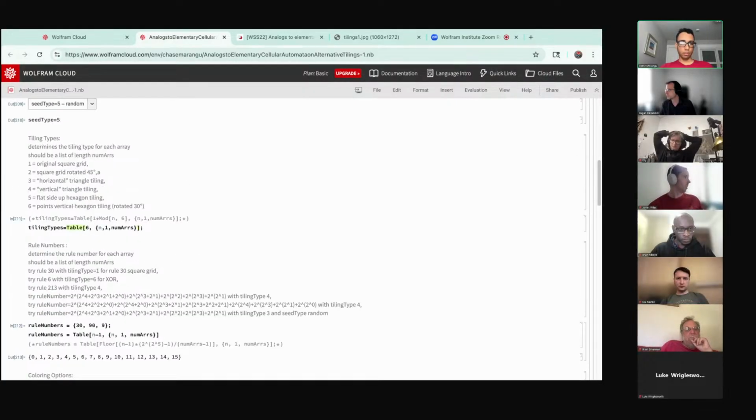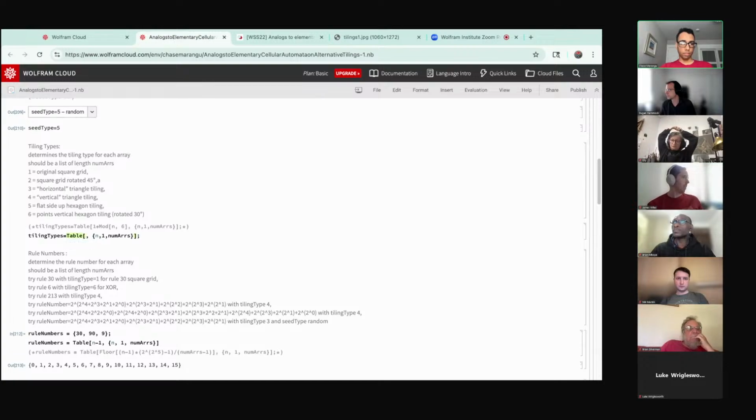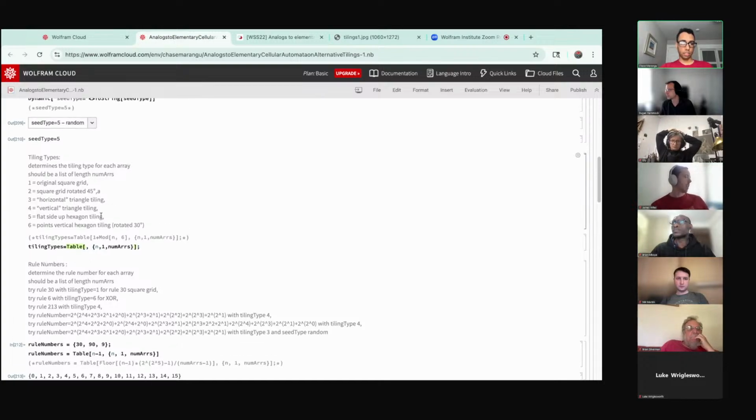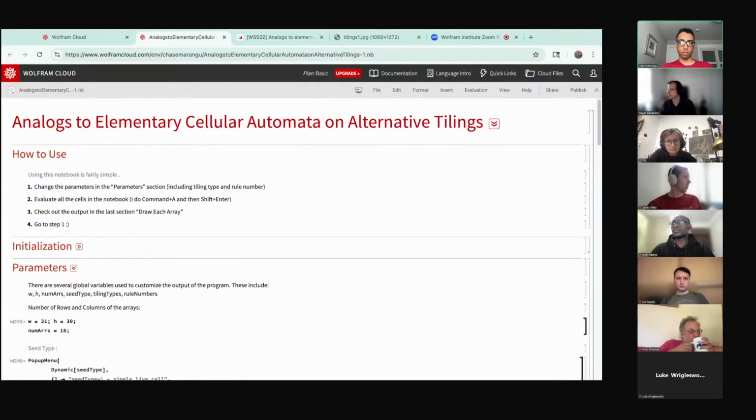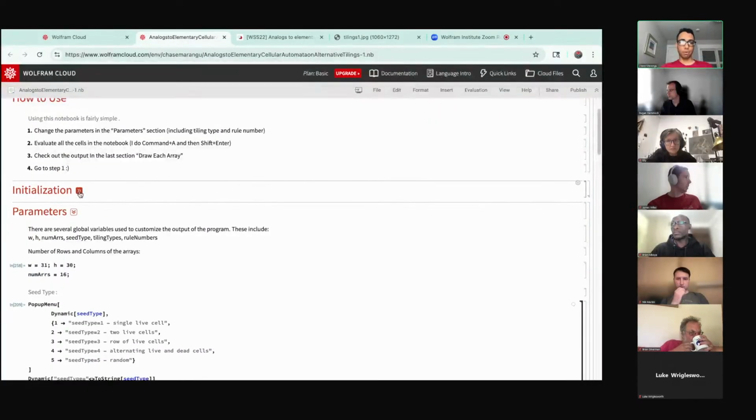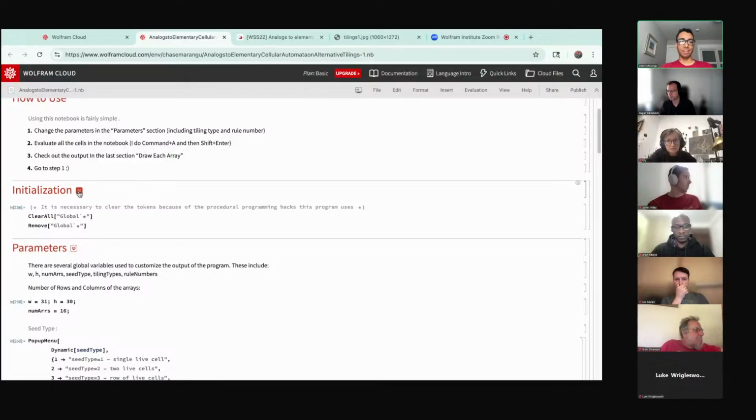So if you want the hexagon grid with two neighbors, you would choose number 6, and if you want the hexagon grid with 3 neighbors, we would choose 5. So if I'm remembering how to do this correctly, I will just run the cells now. I will note I clear all the tokens every time. This is because I had a more procedural programming paradigm when I was putting this project together, which is not necessarily how you're supposed to use Wolfram language, but it worked out well in the end.